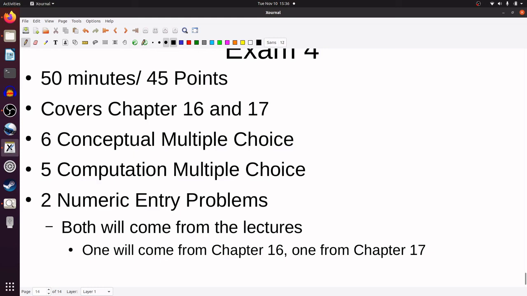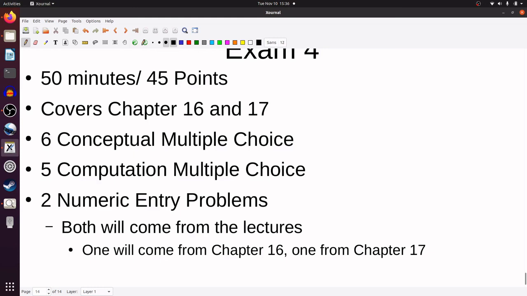Okay, well, in any case, you have 6 multiple choice that are conceptual, meaning not a lot of math, more just looking at it and knowing it. Then you're going to have 5 computation questions, which will be multiple choice, once again over chapters 16 and 17. And just like last test, you'll have 2 numeric entry problems. Both will come from the lectures, so if you've watched them, it should be very similar to a problem in the lecture. One will be from chapter 16, and one from chapter 17. It will be the same way the tests are.